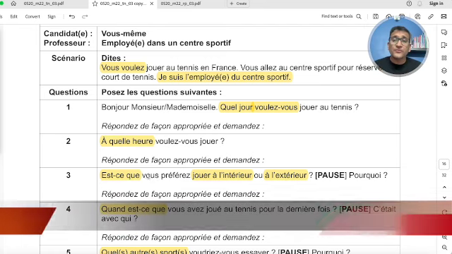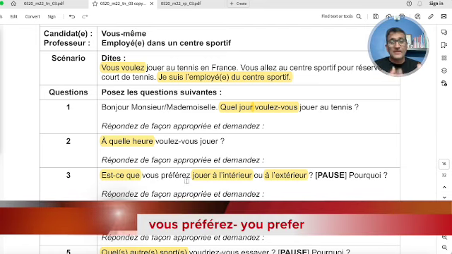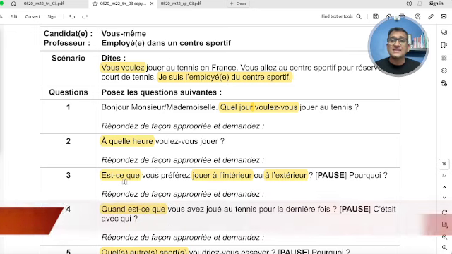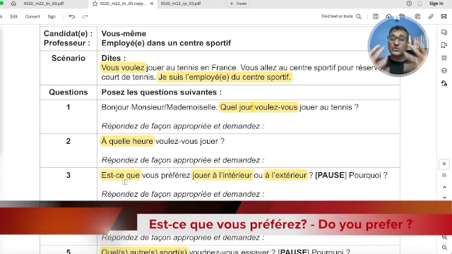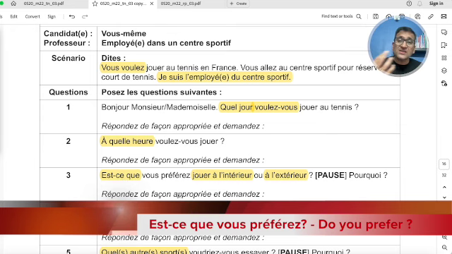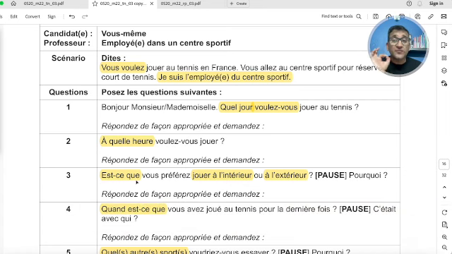For example, vous préférez means you prefer. The moment est-ce que is added, it becomes do you prefer. So est-ce que vous préférez, do you prefer. So remember, est-ce que, it is not qu'est-ce que. Fine, est-ce que vous préférez, do you prefer.